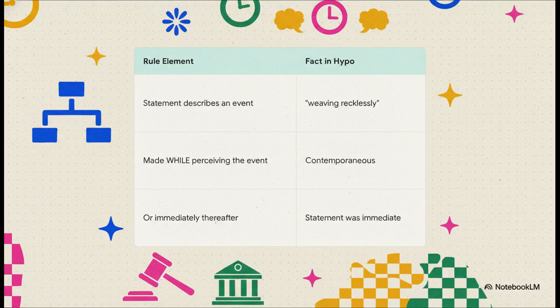Let's just map the rule right onto our facts. Is it a statement describing an event? Yep. Weaving recklessly. Was it made while she was perceiving it? Yes, it was contemporaneous. That is just a clean fit. So the court was right to admit this statement. It's a textbook present sense impression.